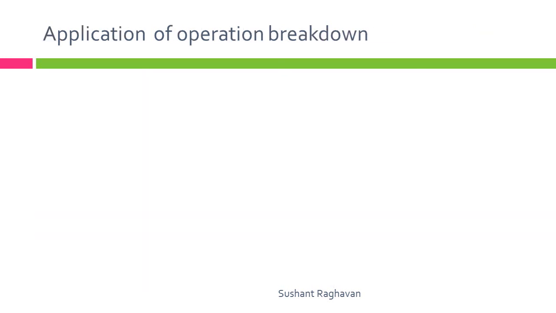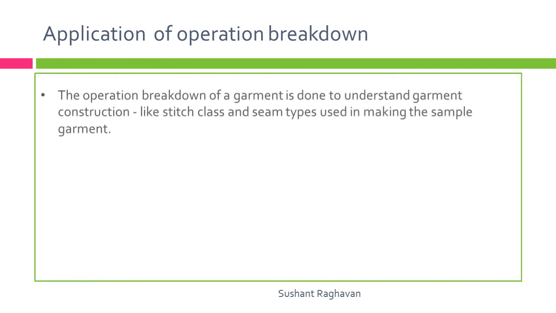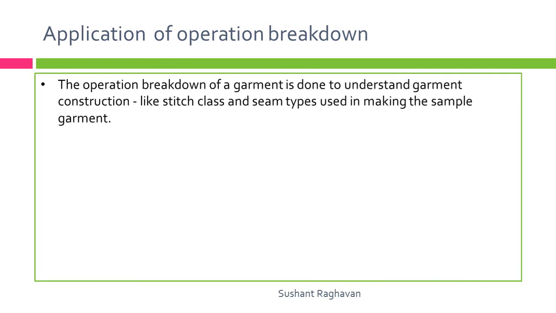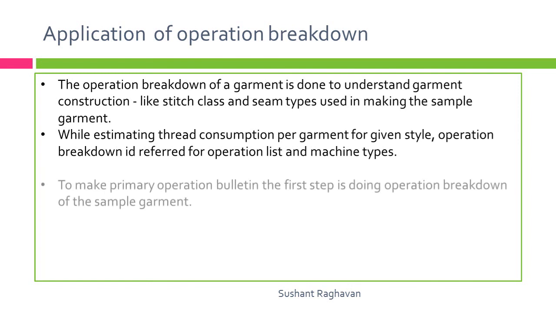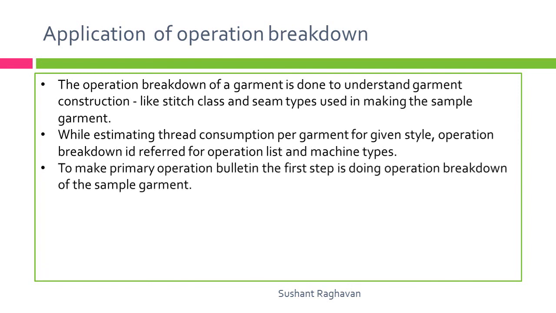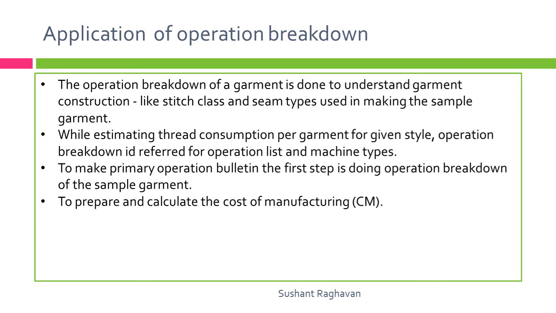Application of operation breakdown. The operation breakdown of a garment is done to understand garment construction, like stitch class and seam types used in making the sample garment. While estimating thread consumption per garment for a given style, the operation breakdown is referred to for the operation list and machine types. To make the primary operation bulletin, the first step is doing the operation breakdown of the sample garment.